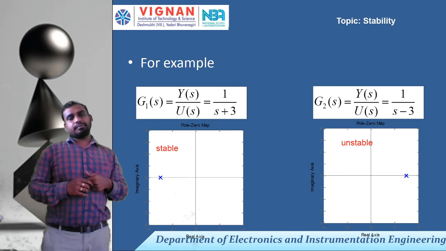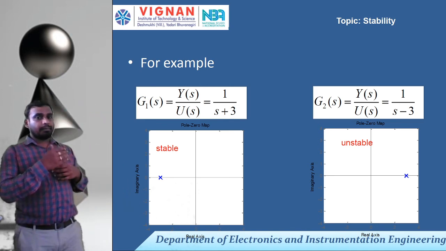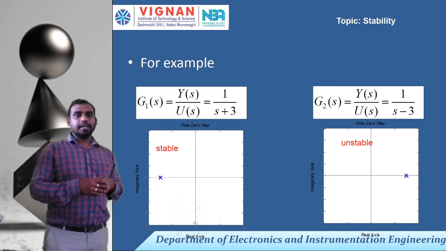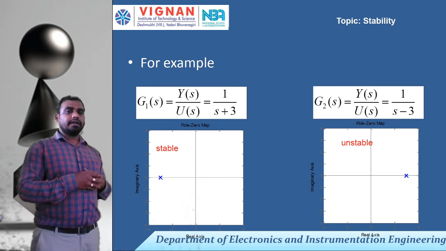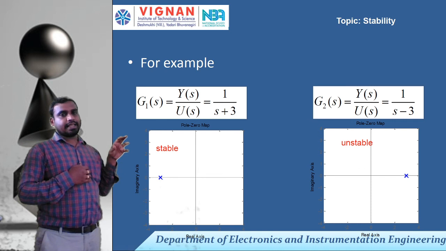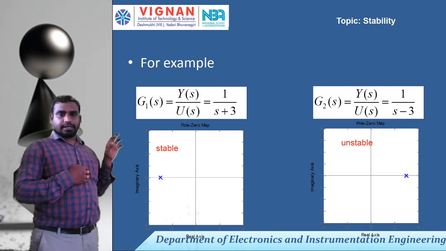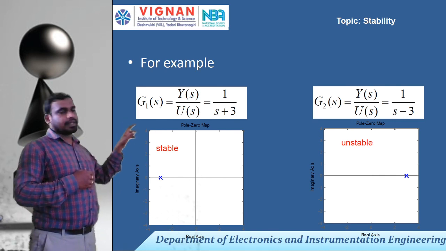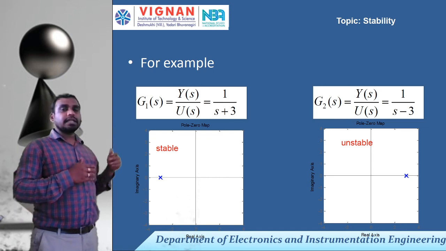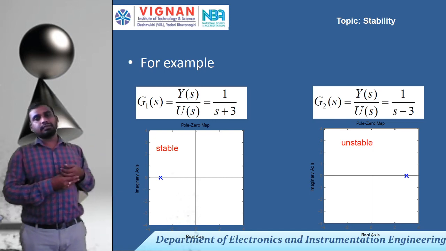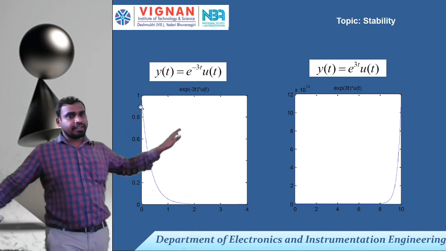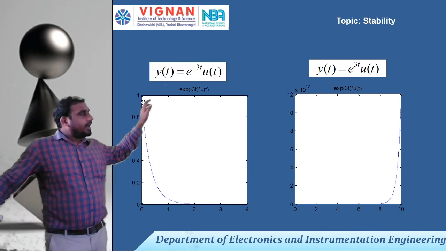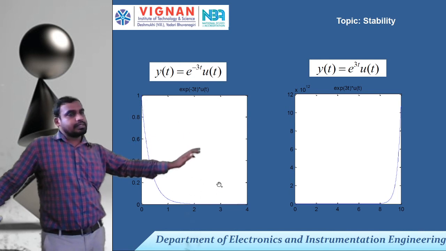Apply the final value theorem. What is the final value theorem? Limit s tends to 0, s into f of s. Right? Substitute that f of s as u of s divided by s plus 3, and apply the inverse Laplace transform. You would get this kind of response. The initial state is 1 and it will drastically come to 0.